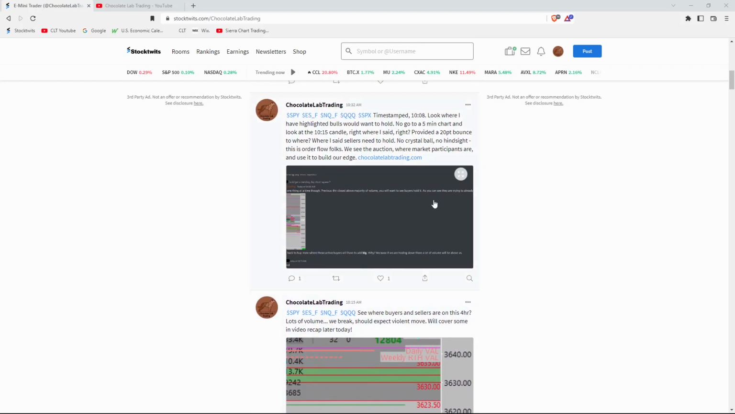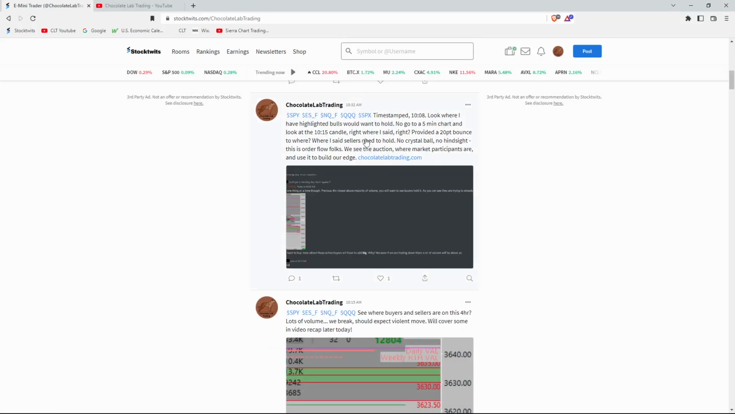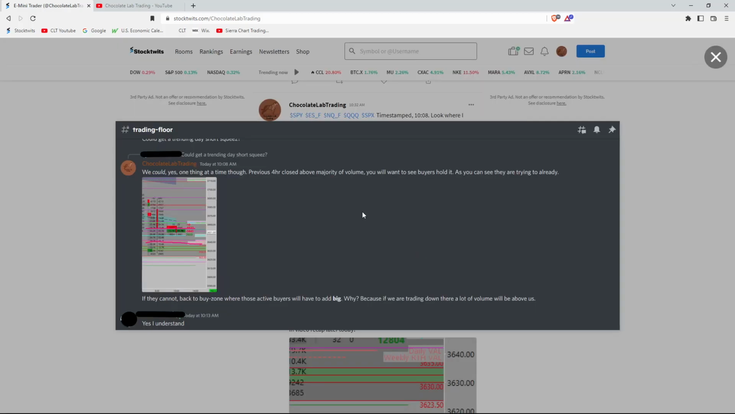So time-stamped, 10:08. Look where I have highlighted bulls we want to add. Now go to a 5-minute chart and look at the 10:15 candle, right where I said, right? Provided a 20-point bounce to where I said sellers need to hold. No crystal ball, no hindsight. This is order flow. We see the auction where market participants are and use it to build our edge.